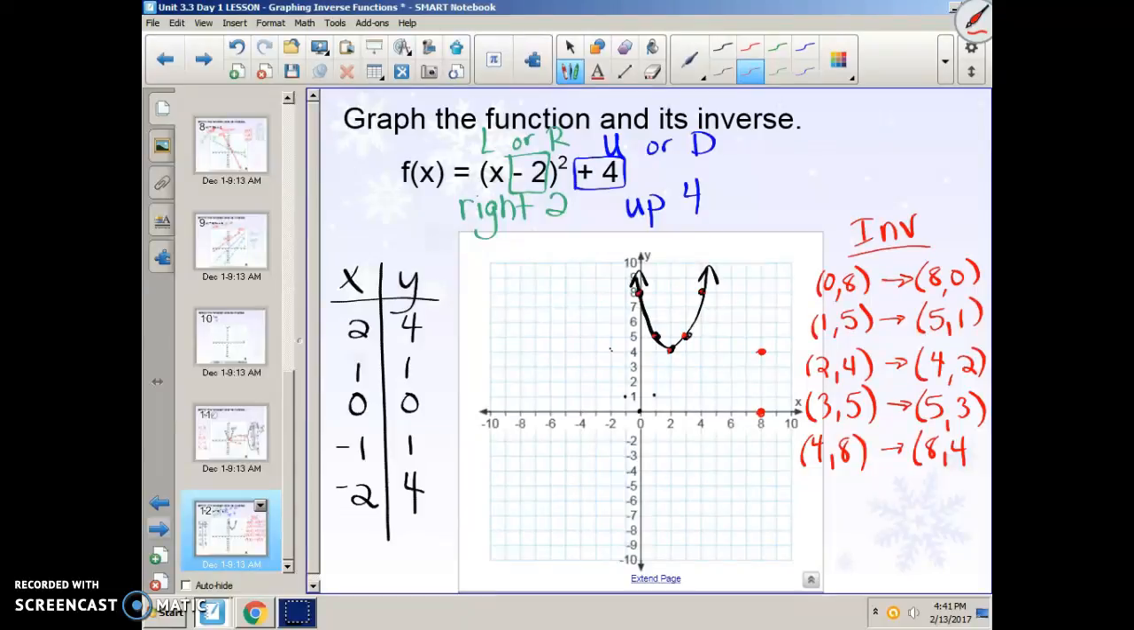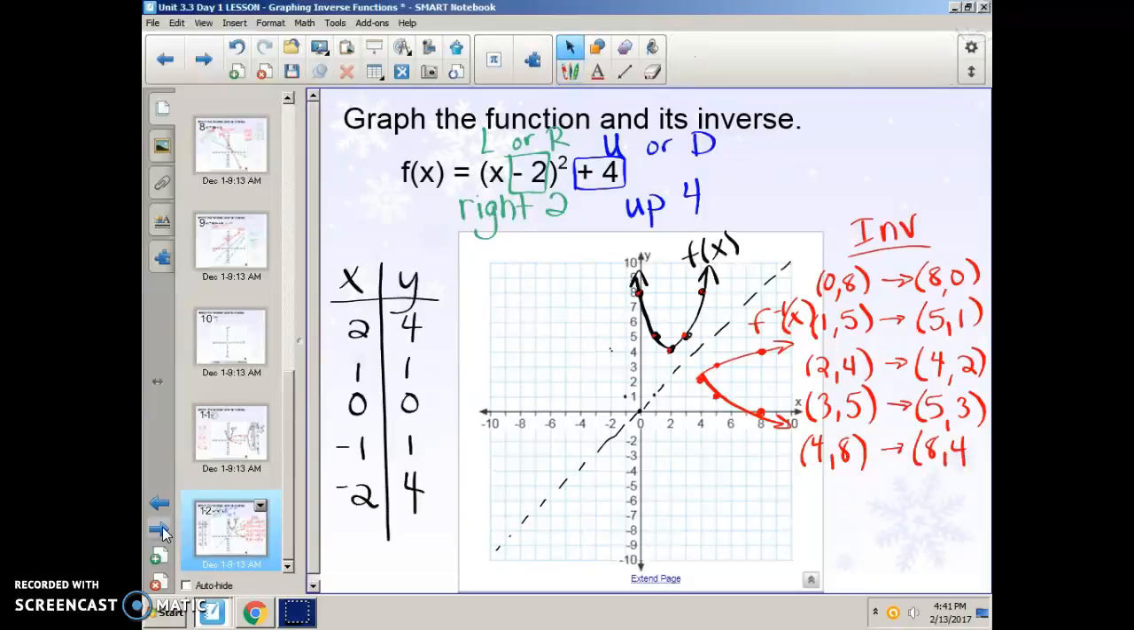4, 5, 1, 4, 2. There we go. There's your inverse function. Just like it should look. Should be reflected over that diagonal line. Looks like it is. Here's my f of x. Here's that diagonal line I was talking about. Looks perfect. Perfectly reflected across it. Okay, fast forward or rewind if you need to, or pause to get notes.